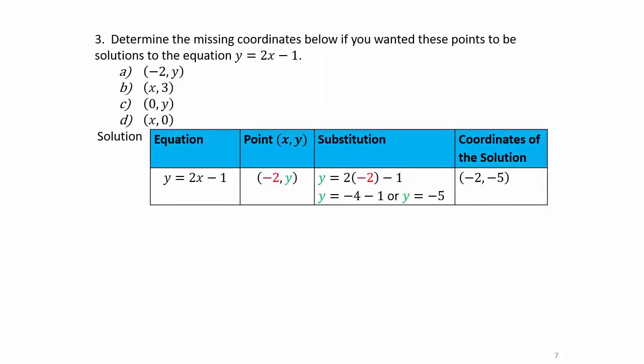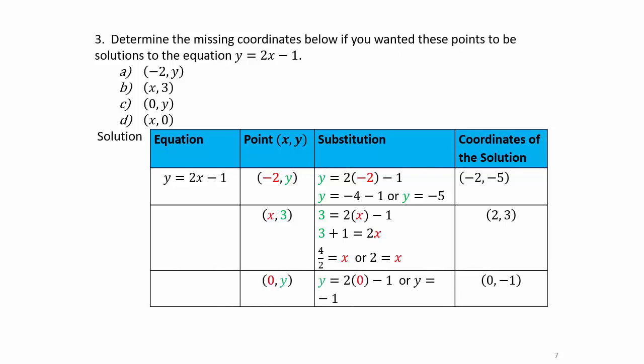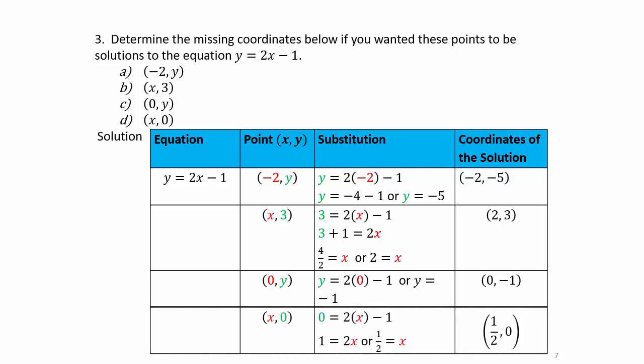All right, so for (-2, y), when we plug in -2 for x, we get y equals -5. So the missing coordinate has to be -5. For (x, 3), when you plug it in, you get x equals 4/2, or 2. So (2, 3) is a coordinate. The missing coordinate x is 2. For (0, y), you get y equals -1. So (0, -1). And for (x, 0), when you plug it in, you get x equals 1/2. So that tells you in this particular case that when you lock in one of the coordinates, the other coordinate is fixed.